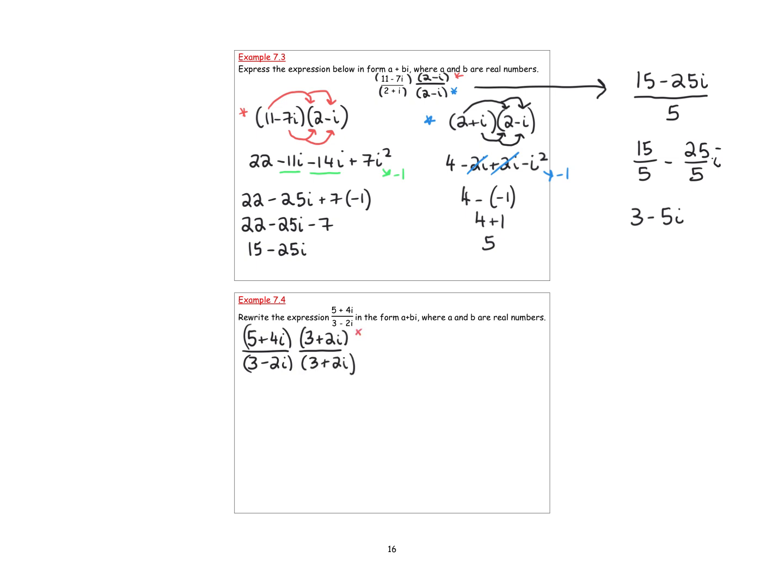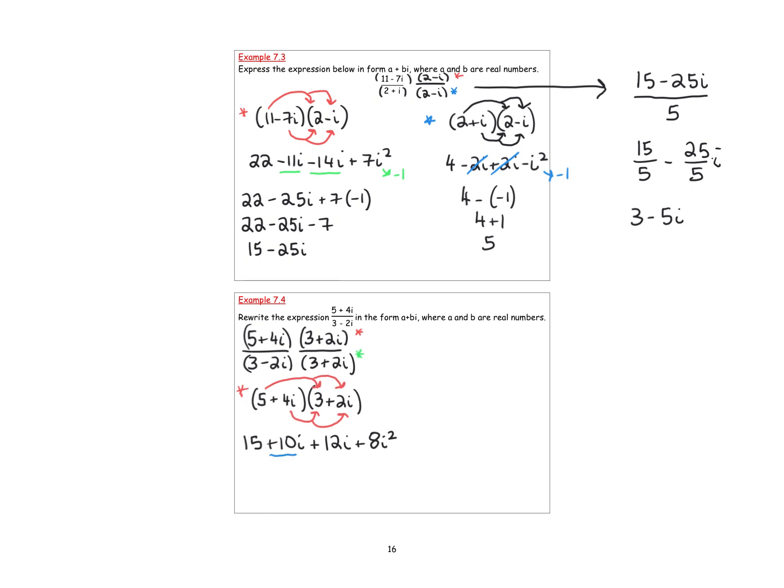Separating it out, I'm going to label the top one, or the numerator, as red, and the bottom one, or the denominator, as green. The top part then, we are left with 5 plus 4i multiplied by 3 plus 2i. Multiplying that out, we have 5 by 3 and 5 by 2i, 4i by 3, 4i by 2i. That means we'll get 15 plus 10i plus 12i plus 8i squared.